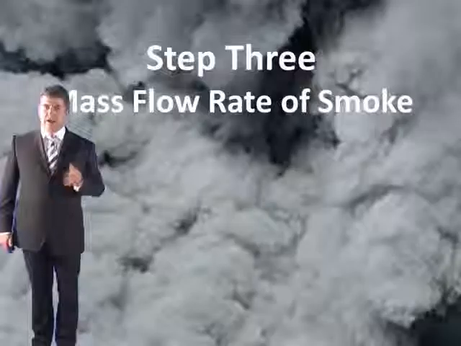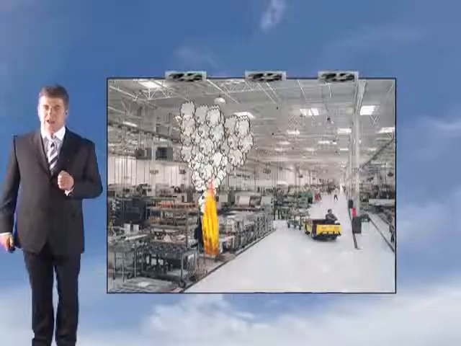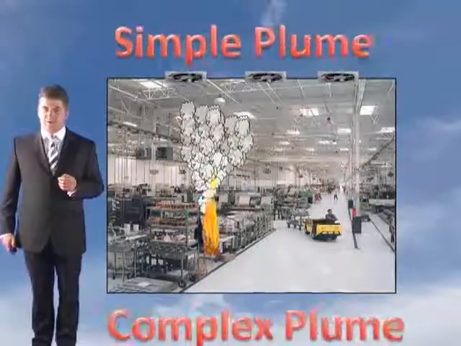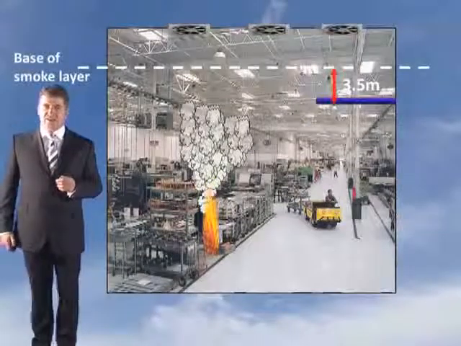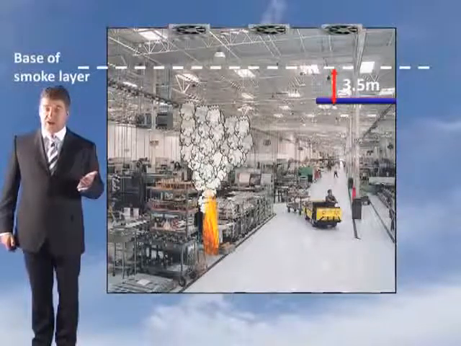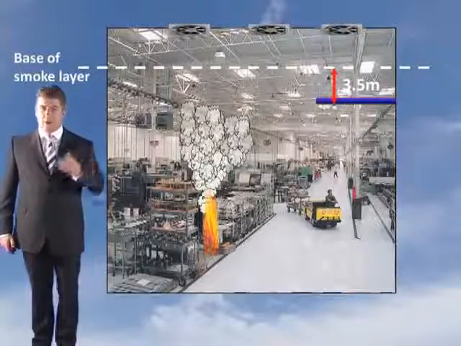We know that now. Let's work out the mass flow rate of smoke. Step 3. Now we firstly need to establish whether or not it's a simple plume or a complex plume. In this case, the design fire is located in the reservoir where it's going to be extracted. So clearly it's a simple plume. So we know it's a simple plume. Now we know which model to apply.